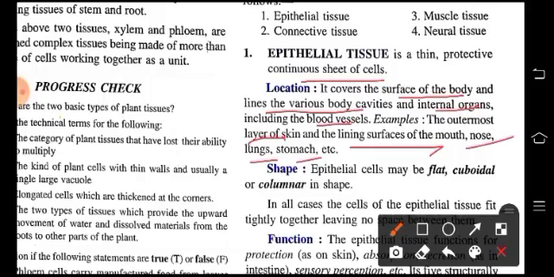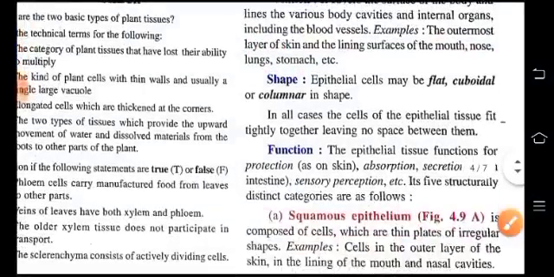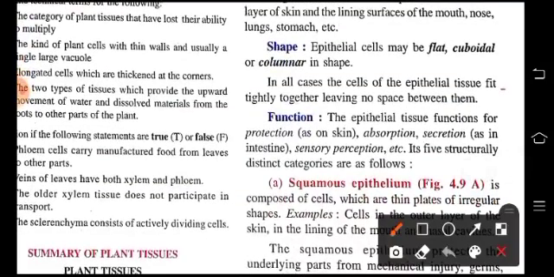Now, the shape of the epithelial tissue may be flat, cuboidal, or columnar. In all cases, the epithelial cells fit tightly together without any intercellular spaces. The functions of epithelial tissue are to protect, absorb, and secrete, as in the intestine, protection as on the skin, and sensory perception.